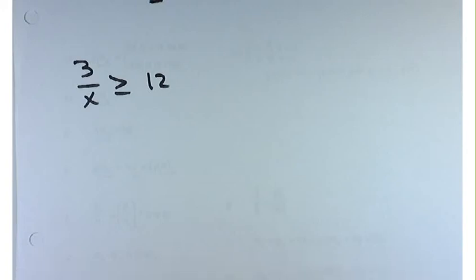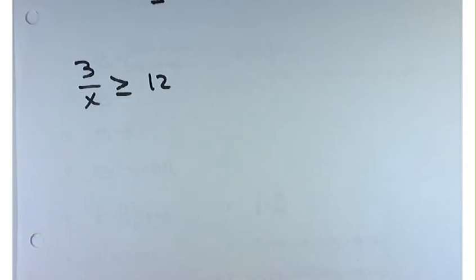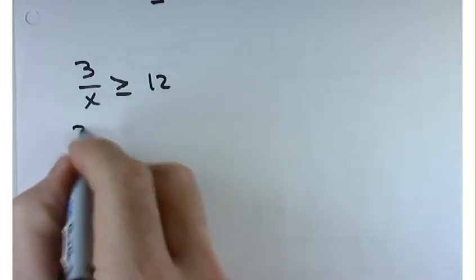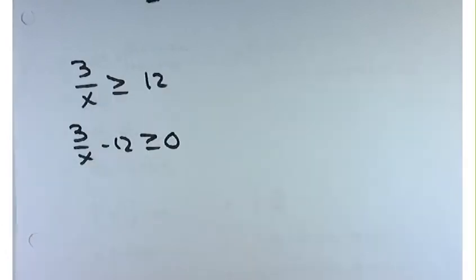Okay, so a little bonus problem, another inequality one. This one's a little bit more challenging because you don't start out with 0 on one side and one expression. So getting 0 on one side is not bad. You're just going to move this to the other side. 3 over x minus 12 is greater than or equal to 0. Ha! I got 0 on one side.